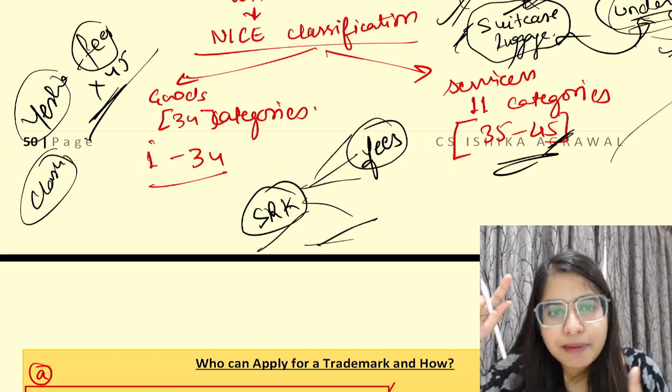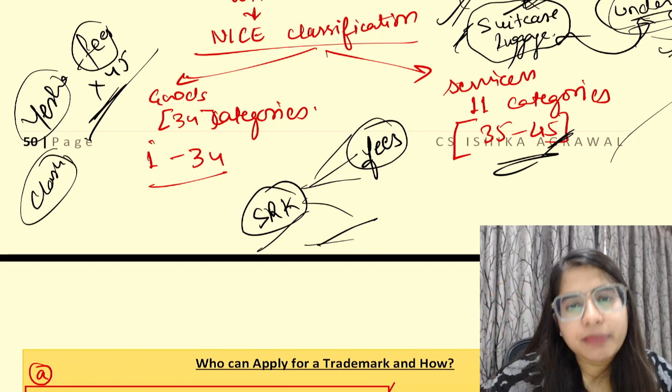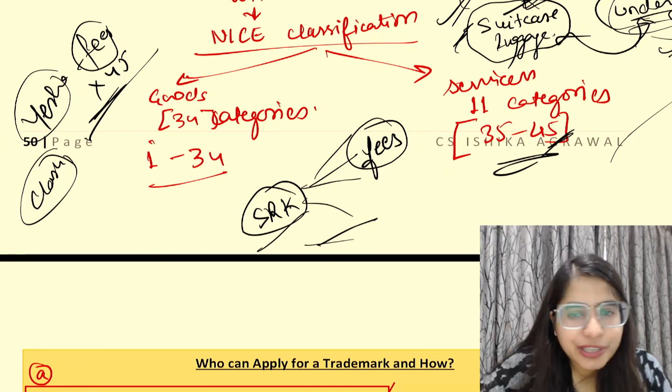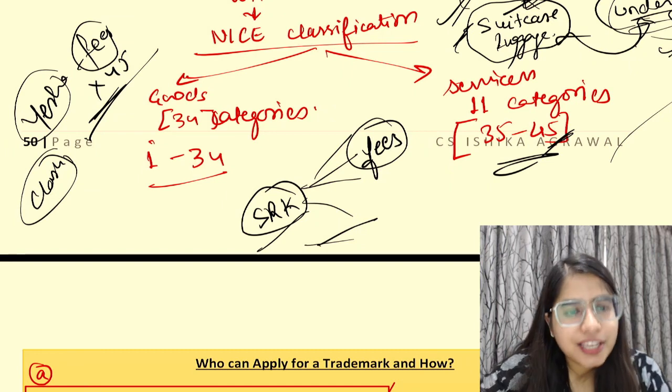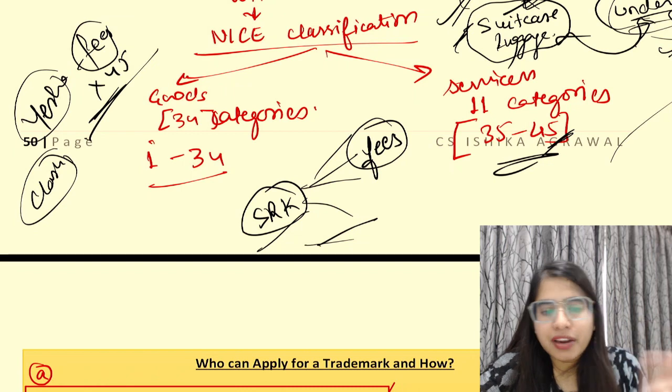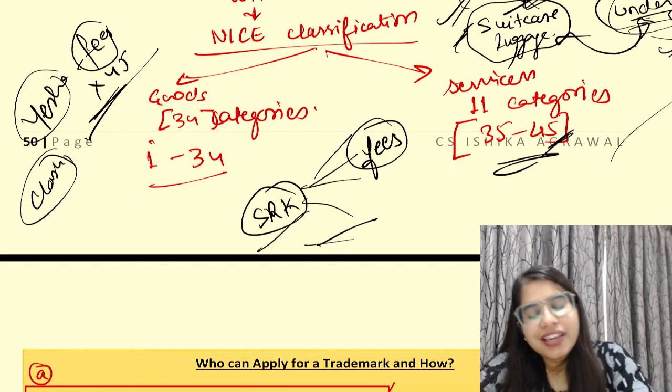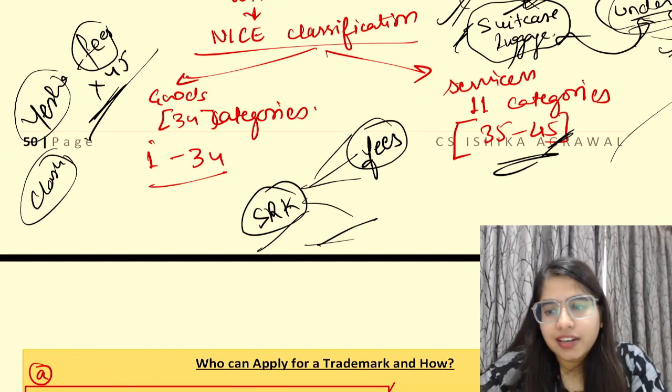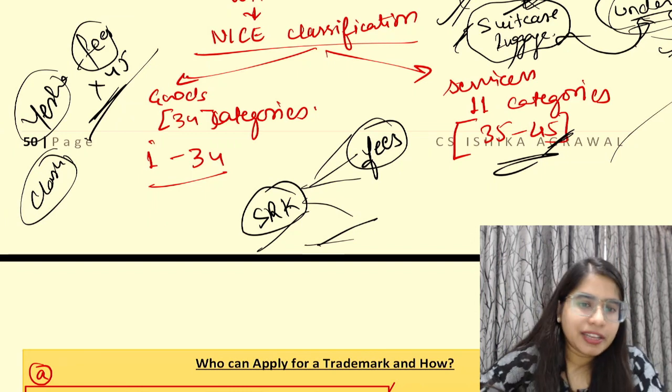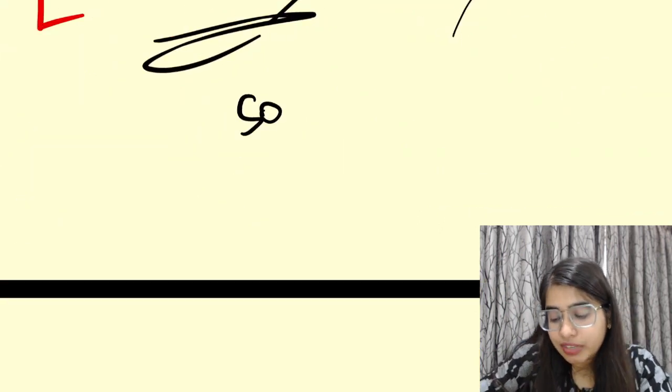Ma'am, by a single application, can I apply for registering my trademark in multiple classes? Yes. You don't need to apply separately. By a single application only, you can register your trademark in multiple classes or multiple categories. Like Sony.